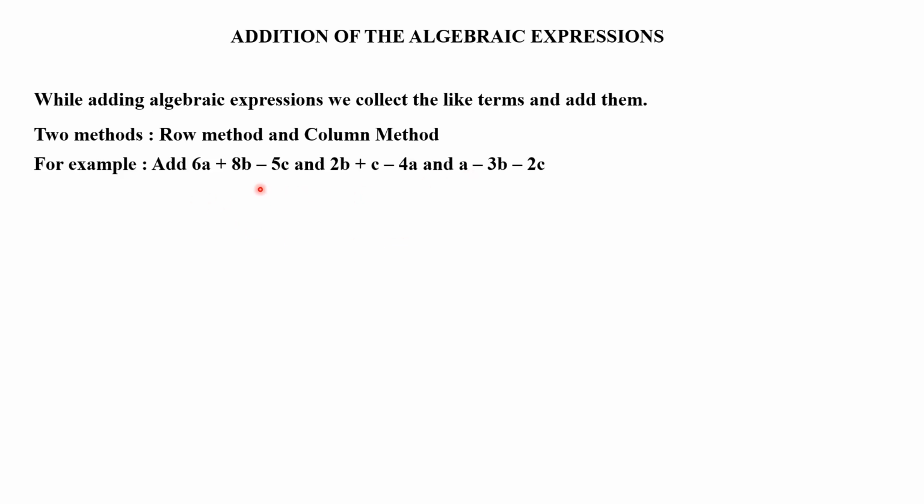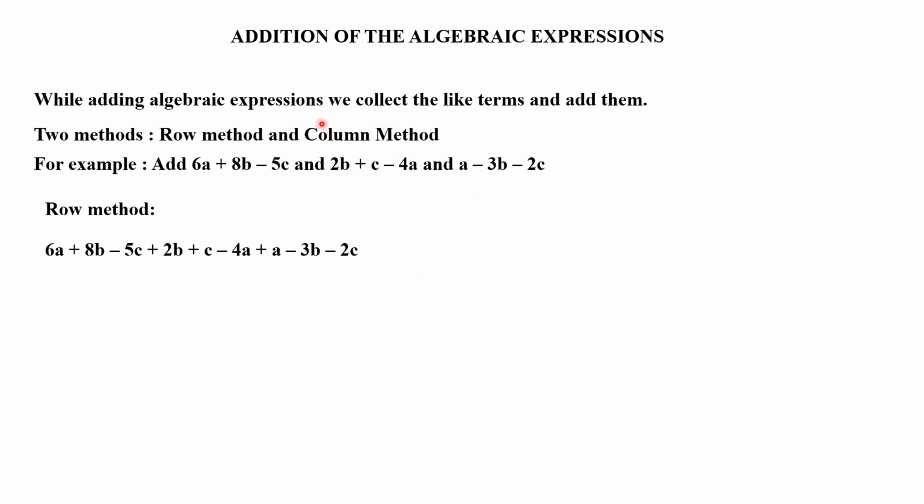So this is an example. I have to add these three algebraic expressions. So first I'm going to show using row method. So using row method, what you have to do, first write the first algebraic expression 6a plus 8b minus 5c. Then put plus sign and write the second expression 2b plus c minus 4a. Again you put the plus sign and then write the third expression a minus 3b minus 2c.